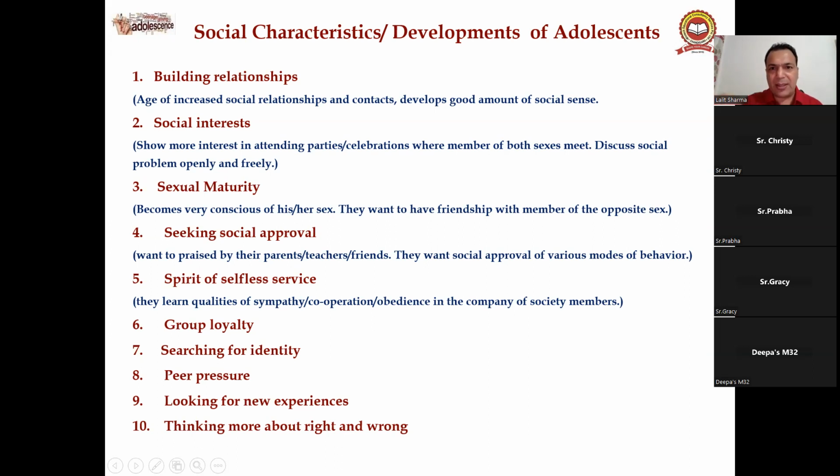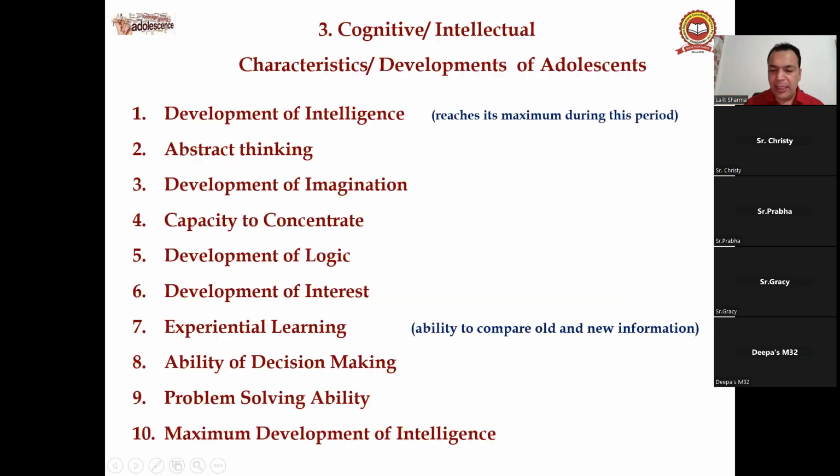The subtopic under this topic, adolescents, is needs and problems of adolescents. Right, so what are the needs and problems of adolescents? Okay, cognitive development of adolescents was left. What is the development of intelligence? In this age, you know, intelligence reaches maximum. They develop abstract thinking, they develop imagination, capacity to concentrate, development of logic, interest, experiential learning.